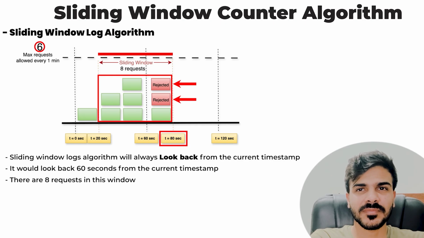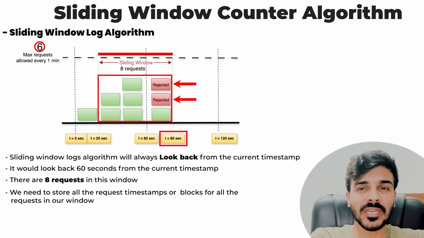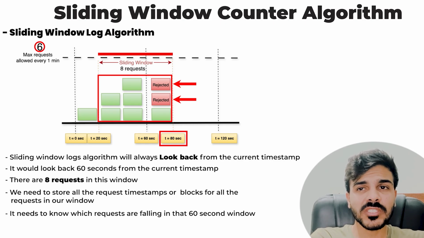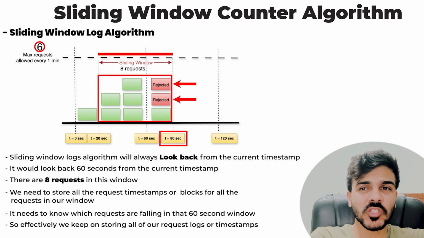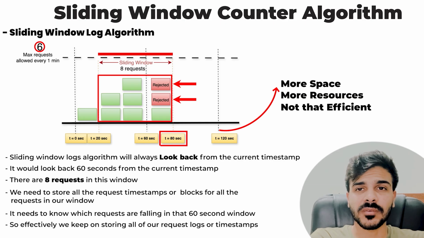Now this works well, but the only concern here is that for this algorithm to work, we need to store all the request timestamps, or quote unquote logs, for all the requests in our window. This is because when it looks back 60 seconds, it needs to know which requests are falling in that 60-second window. Any request that has an earlier timestamp would be discarded. So effectively, we keep on storing all our request logs or timestamps. This consumes space and resources, and is not that efficient.